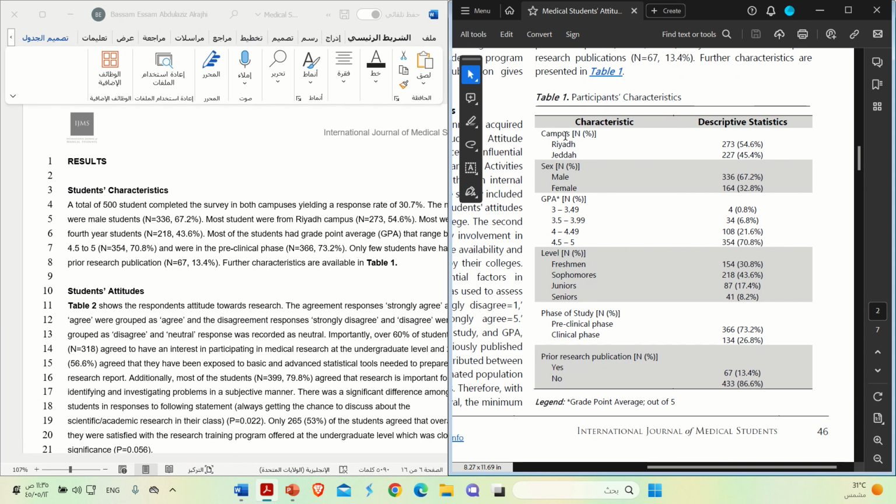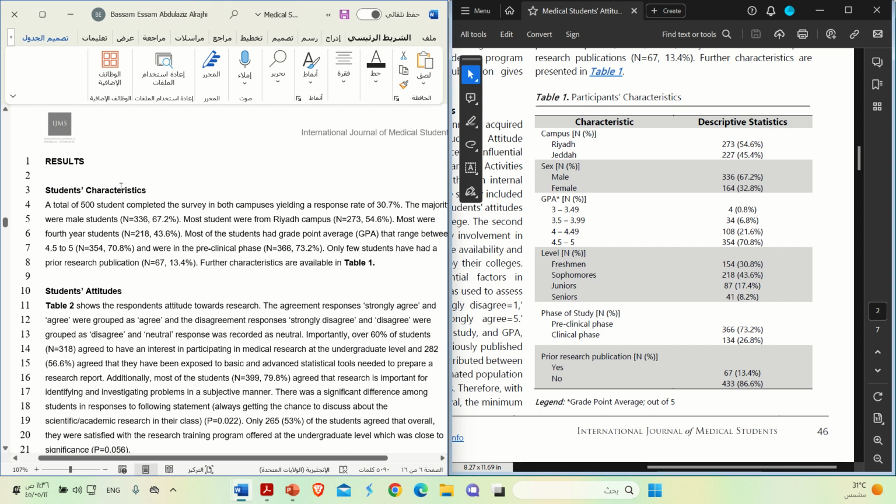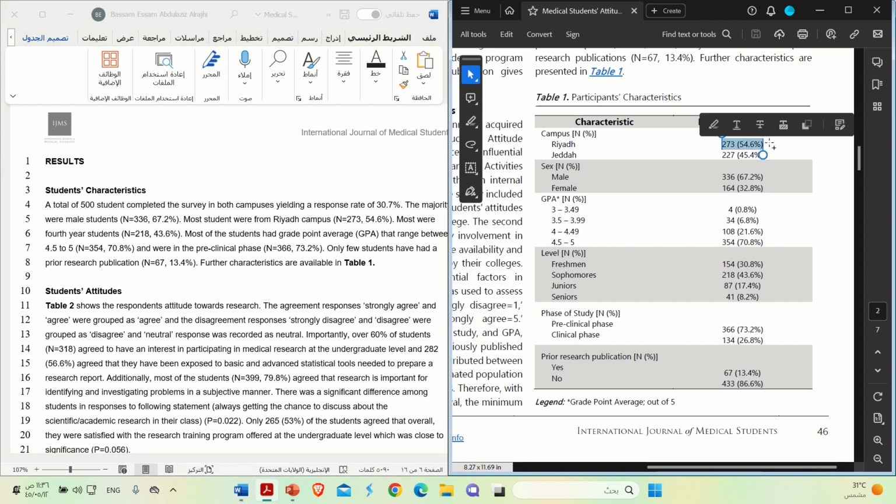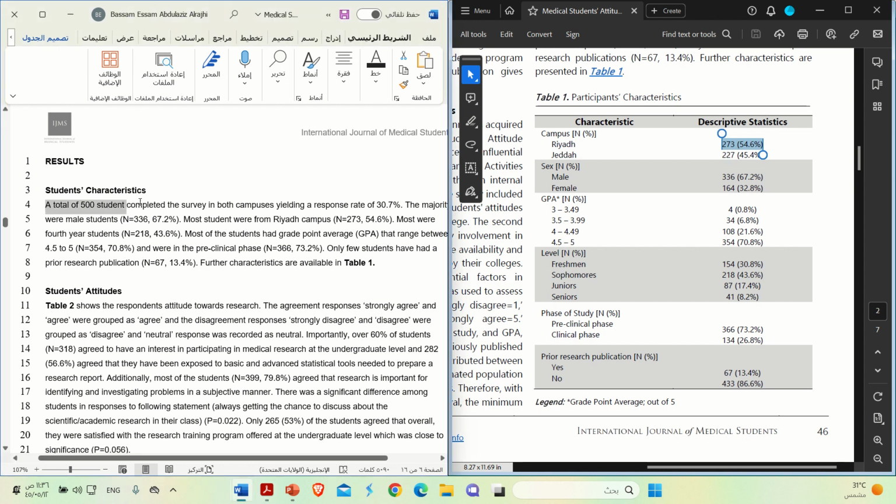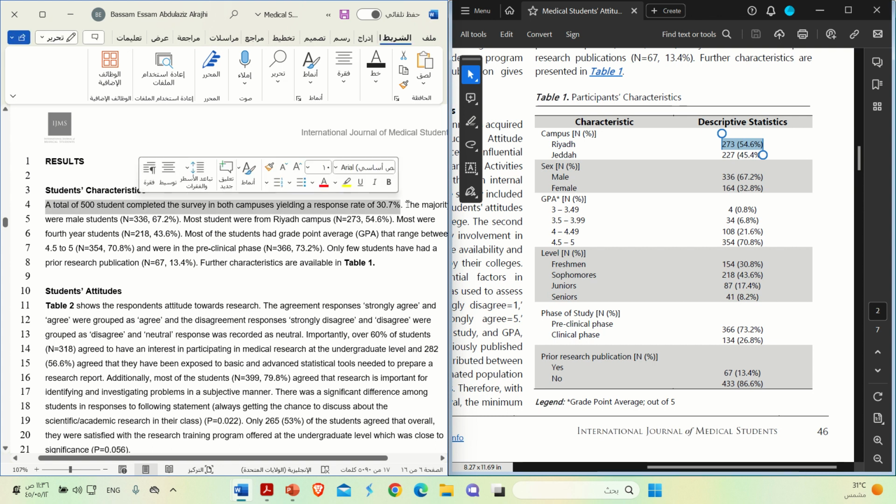So we had the campus, from which campus, the gender, the GPA as well, the level, if they were freshman or senior, the phase of study, and the prior research publication. As you can see here in the student characteristic, instead of saying 237 were from Riyadh and 227 were from Jeddah, I just mentioned in total how many participants filled this survey and the response rate. Then I mentioned the most common thing.